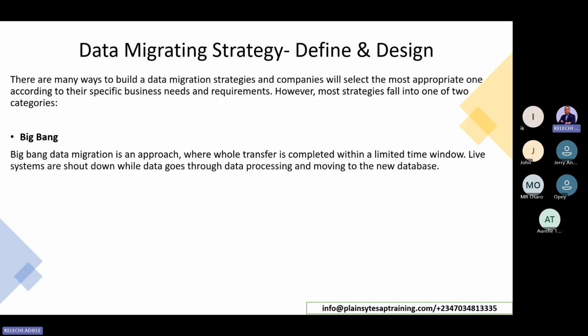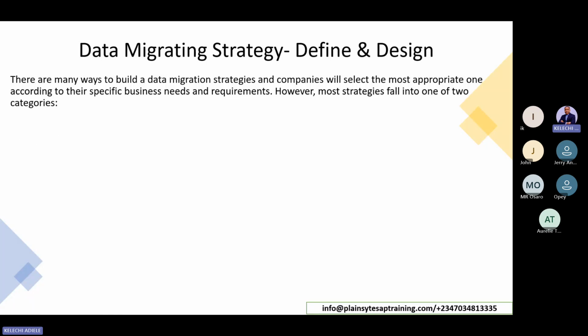Then let's look at different data migration strategy. Now, there are many ways to build a data migration strategy, and companies will select the most appropriate one according to their specific business needs and requirements. However, most strategies fall into two categories. One is called the big bang. So if you're doing data migration, you have to define which of these strategies am I going to be using to do loading and go live.